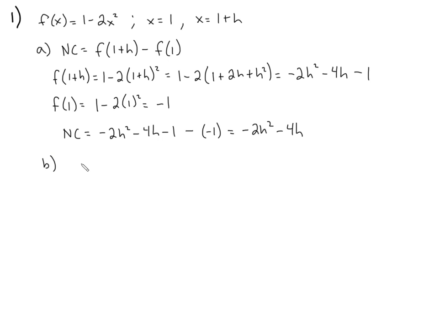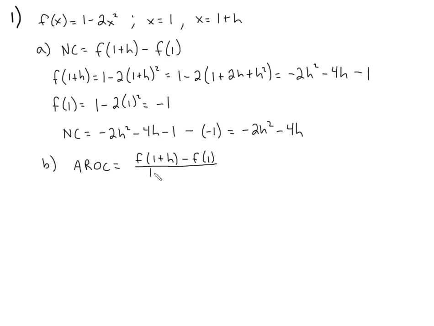Then for the average rate of change, just remember how that's defined. Average rate of change is the net change divided by the change in the x values. So that in this case would be, I guess more generally, would be f of the second term minus f of the first term. So again, that's the net change divided by the change in the x values.